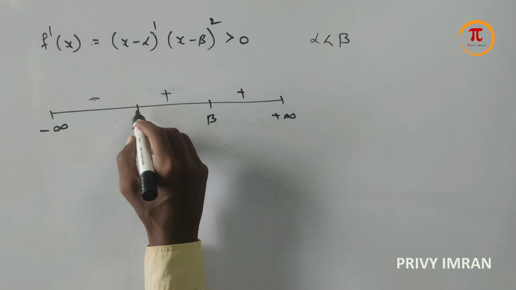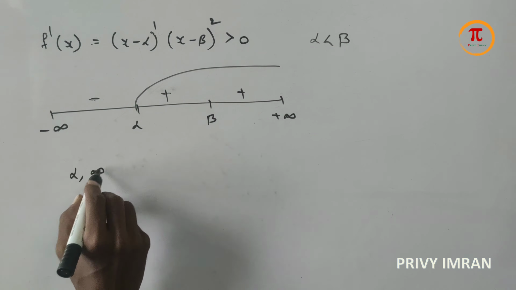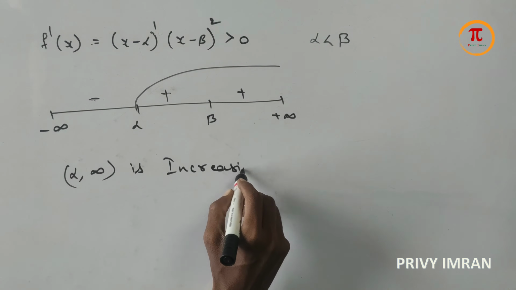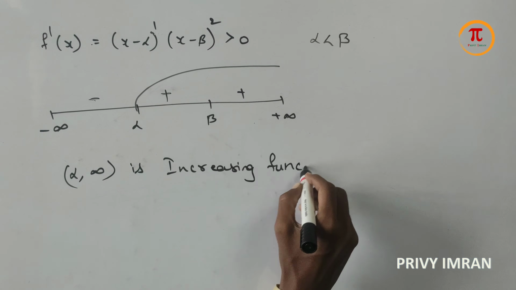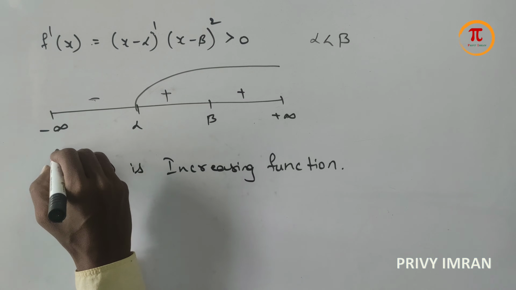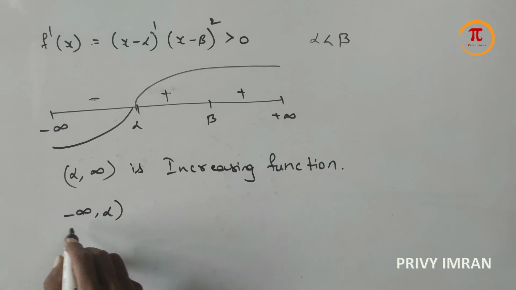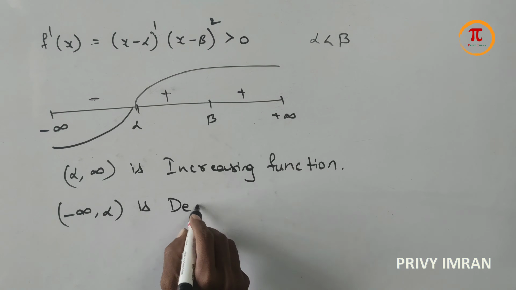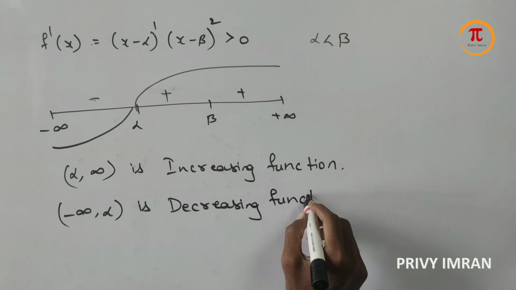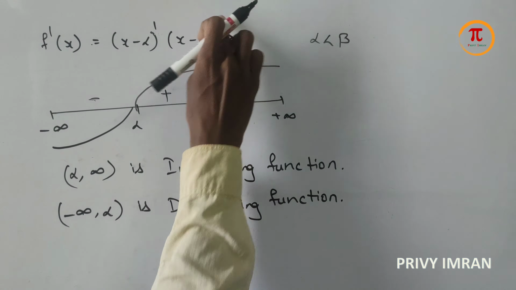Hence we can conclude that from alpha to infinity it is an increasing function, and again we can conclude it is a decreasing function from minus infinity to alpha. I hope you have understood when the power is 2.